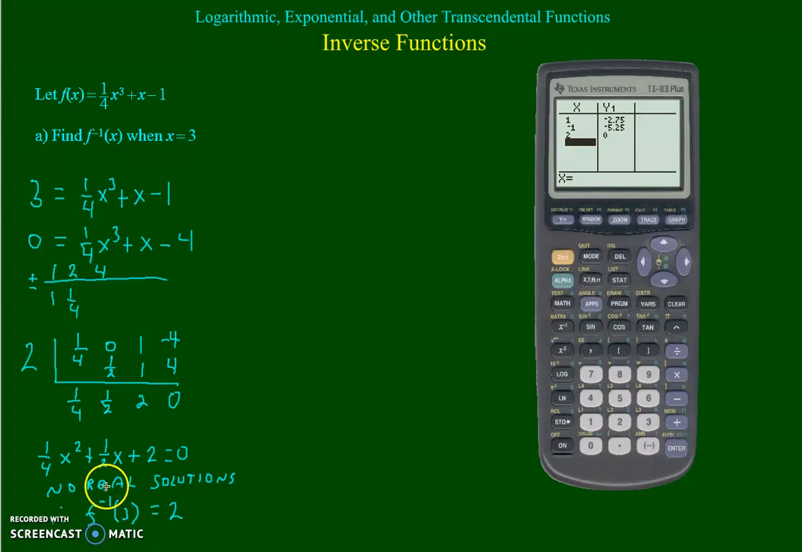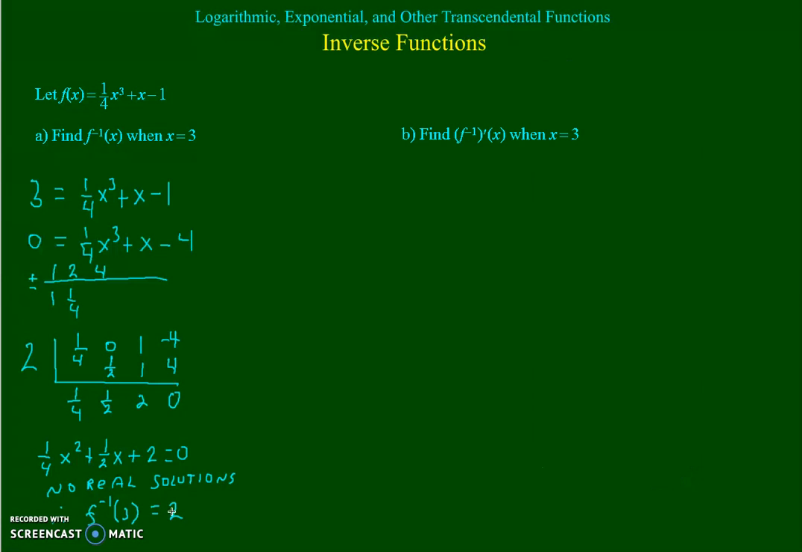That tells us that f to the -1 of 3, the inverse of f evaluated at 3, is 2, because f of 2 equals 3. If I put a 2 in here, I would get a 3 out here. And so that answers our first question. F inverse evaluated at 3 is equal to 2. Now let's look at our second question.